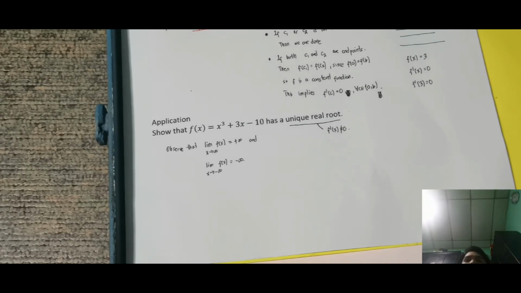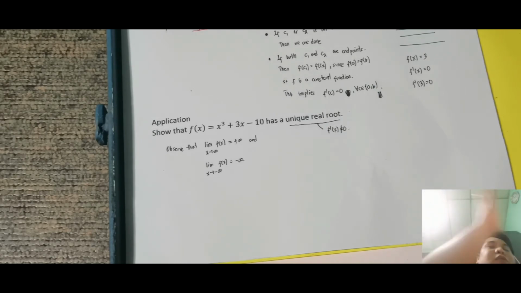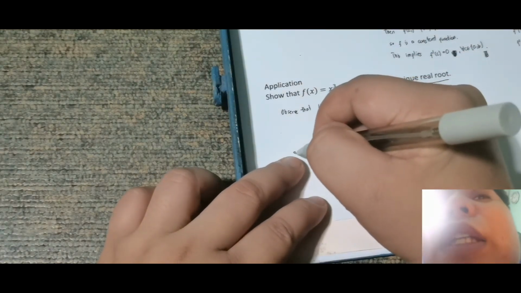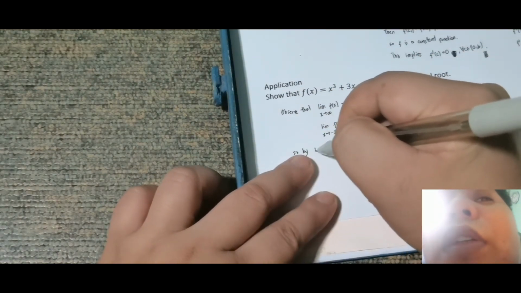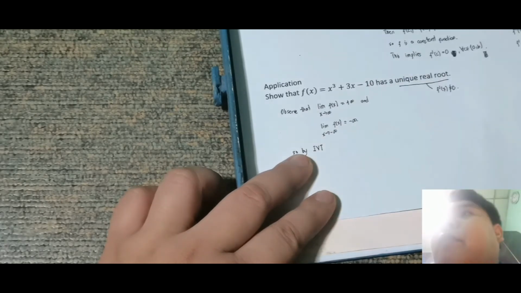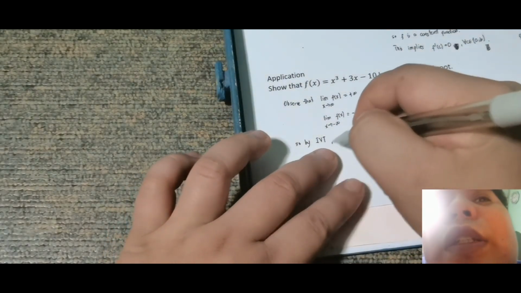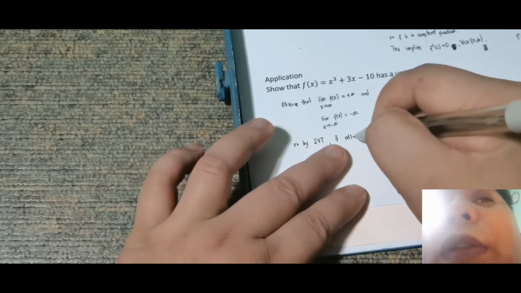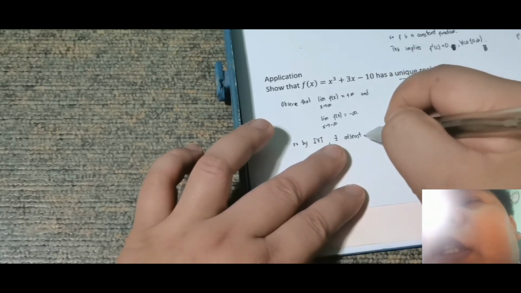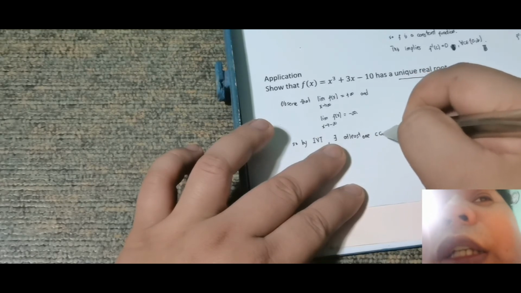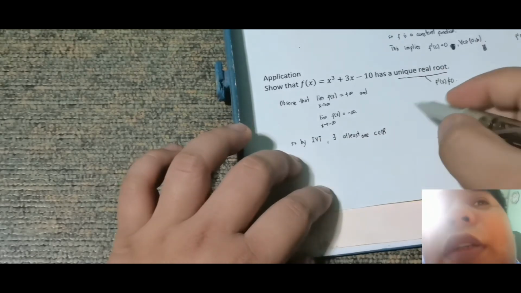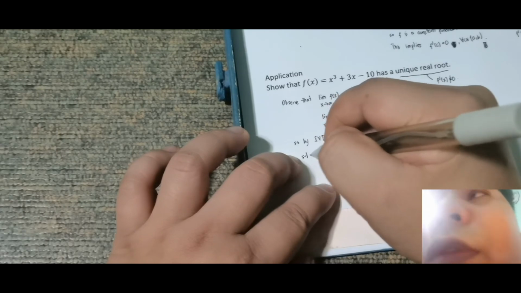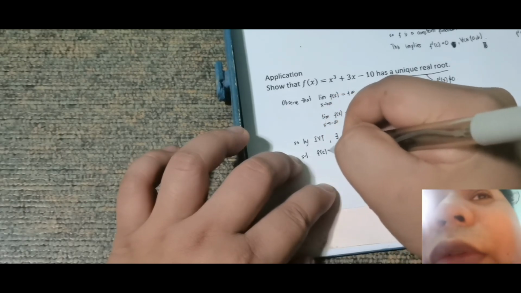Okay, so, ibig sabihin, by IBT, pwedeng gumana si IBT. Bakit? Kasi continuous siya sa buong domain. Okay, so by IBT, or by the intermediate value theorem, there exists at least one c element of the real numbers such that f of c is equal to 0.